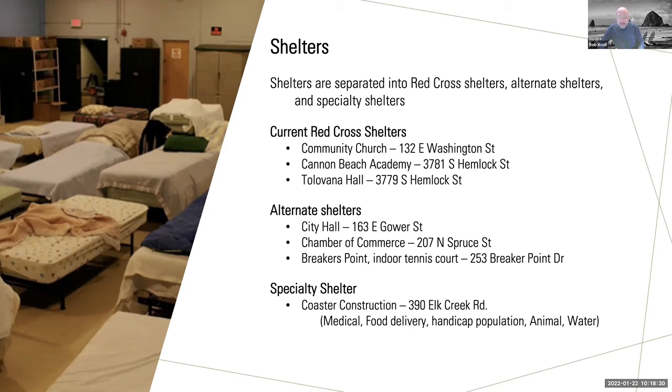At Coaster Construction, that's considered a specialty shelter, they do have a variety of things stored there. For example, the ability to have equipment to help with sheltering the handicapped population. It's above the tsunami line. They have outhouses already on site just for emergency purposes. A lot of water stored, and I haven't talked to them about it, but supposedly preparation for caring for animals too.